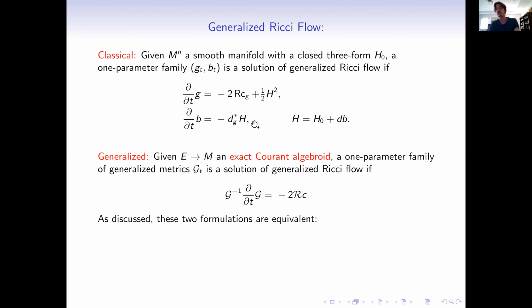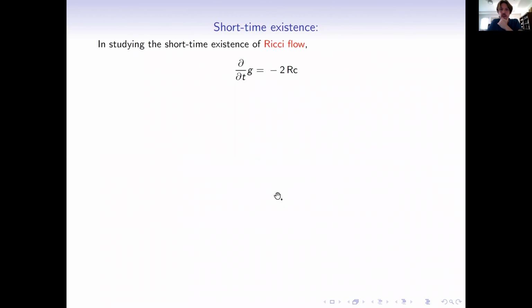And then, as Mario discussed, you can phrase this naturally in the language of generalized geometry by expressing it as a flow of generalized metrics on an exact Courant algebroid, flowing naturally by minus twice the Ricci tensor. So script G is an endomorphism of the tangent bundle, and so this is the natural way to think about the evolution of G in terms of this generalized Ricci tensor. And then the point is these two formulations are equivalent. So maybe I won't review how that works.